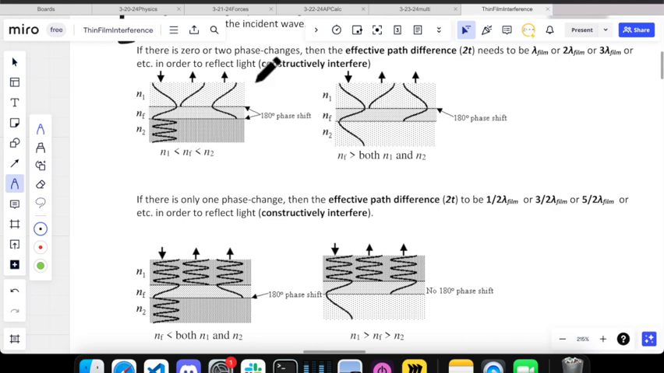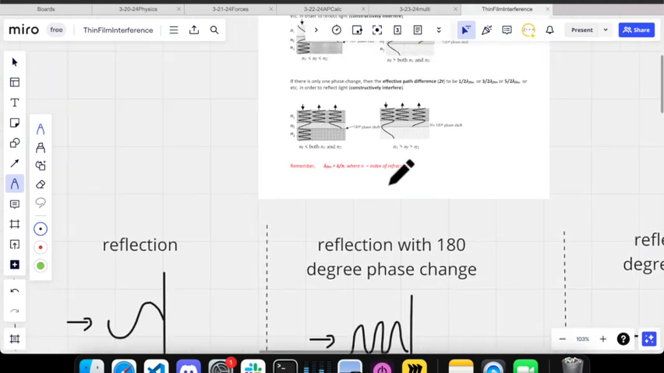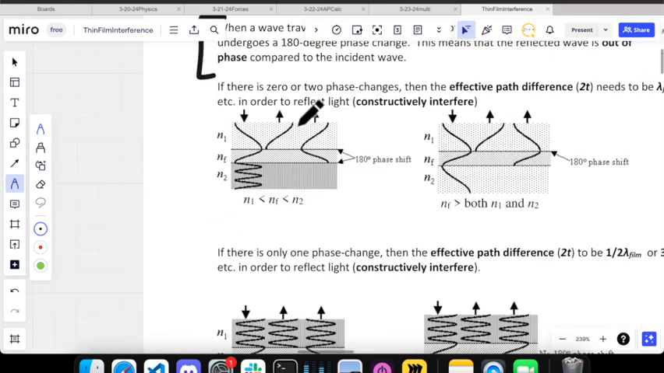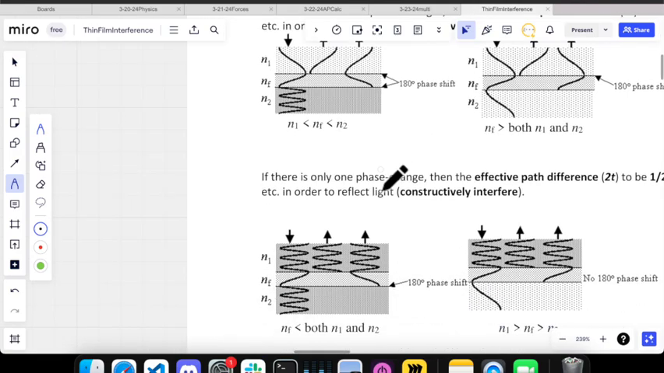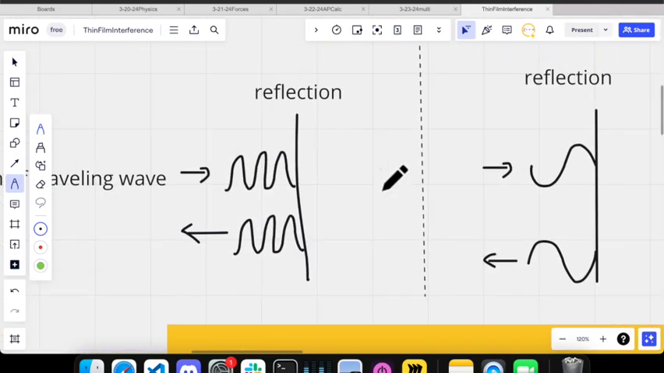I think there are a lot of details here that are left out. I think the important thing to understand is, first off, what does it mean for this wave to reflect off the boundary, but also what does it mean for there to be a 180 degree phase shift exactly? And I think we can look at some examples to make sense of that.